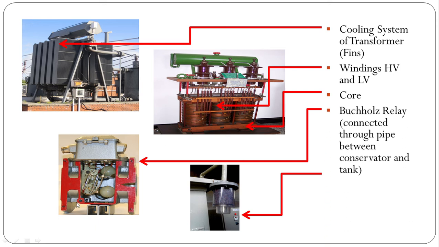This is gas actuated Buchholz relay. It is mounted on the pipe connected between conservator and tank. It helps to detect internal faults in the transformer. And this last part is breather. Okay, it contains blue colored silica gel and it helps to absorb the moisture from the air inside the tank. So this is all about the parts of transformer. In my upcoming videos, I will cover all these parts individually in detail.